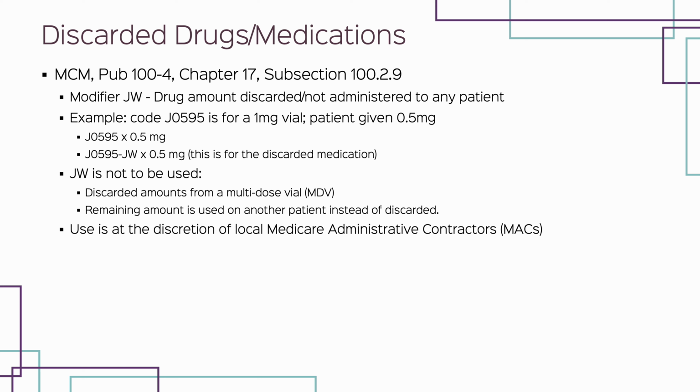to the second line. It is important to remember that if modifier JW cannot be used, then the remaining medication has to come from a multi-dose vial, or if the unused portion is administered to another patient. Also, the use of JW is at the discretion of your local Medicare contractor, so you always want to follow your local coverage guidelines when applying the JW modifier.